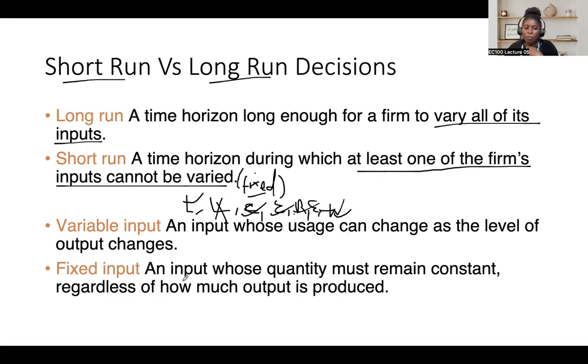But this one, a fixed input, is an input whose quantity must remain constant regardless of how much output is produced. So the land is not possible to change within the next 6 months. So it will remain fixed. That's why we put a cross here. This same acre of land, you have to use it at least for a year because you already paid for it. You already bought it. You already paid for it. Or you already rented it. So it's hard to get another space quickly. Okay. So this is a quantity of input that you already incurred and you can't change. So it must remain constant. Okay.